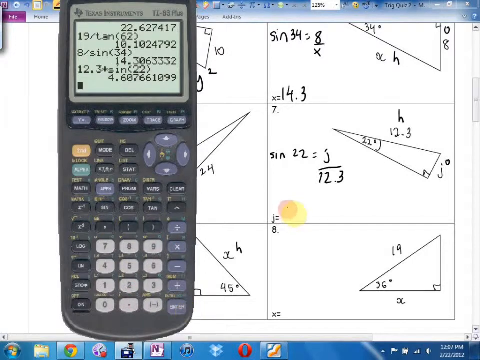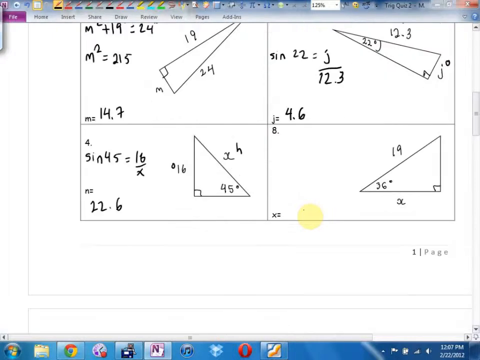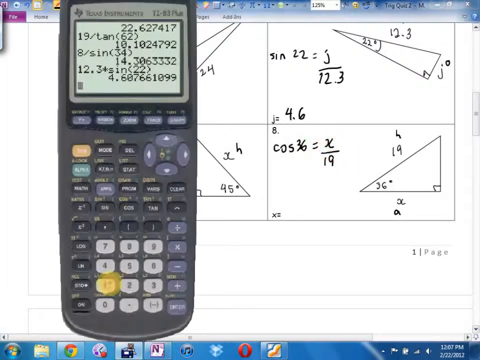4.6. If I'm wrong, by the way, give me a holler. I'm just doing these really fast. Adjacent, apparently too fast. Cosine 36 equals x over 19. It's going to be 19 cos 36. 15.4.